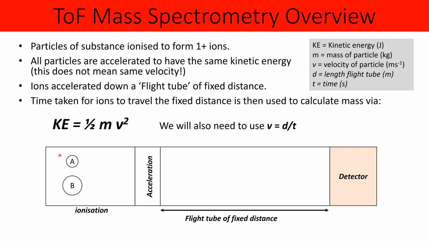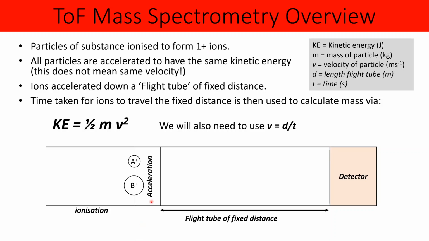So let's have a look at these particles over here. Different masses. They're going to be atoms at the moment going in. They could be molecules as well, but bear in mind they're not charged, so they're not yet ions. First thing, first stage, they're ionised. Two methods of ionisation, I'll talk about them in a minute. But when you ionise a particle, it always gets a +1 charge in time of flight mass spectrometry.